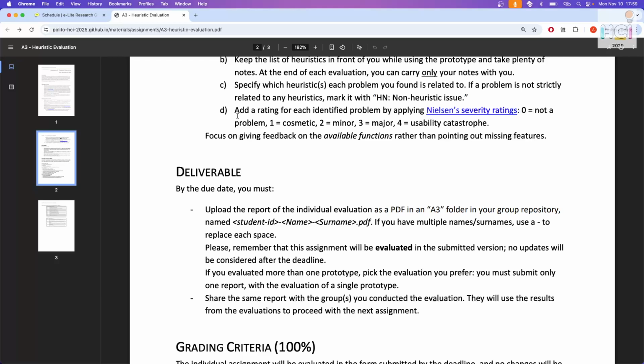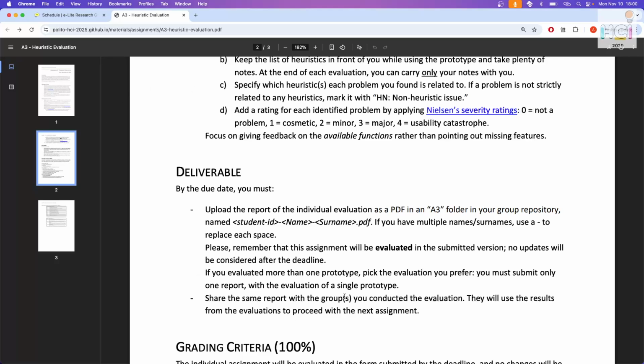Okay, besides submitting the report for your own evaluation, you must also share your report with the other group, okay? So that the other group can then continue with the assignment 4, which will start with an analysis of the received violations and the selection of one of the 2 prototypes, depending on the violations you will receive. Okay?